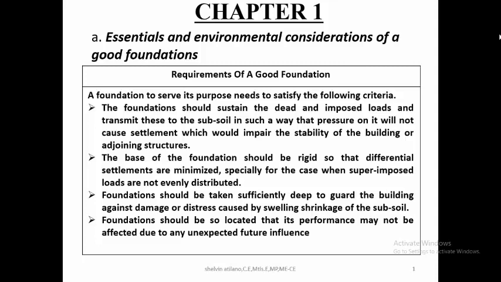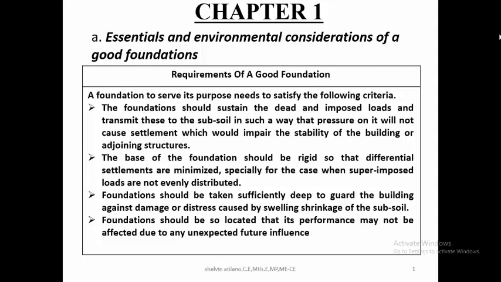Then the second one is the base of the foundation should be rigid, meaning it has the ability to resist deformation so that differential settlement is minimized. We cannot really avoid settlement, but we can minimize it if we have a proper or suitable foundation, especially for the case when superimposed loads are not evenly distributed.